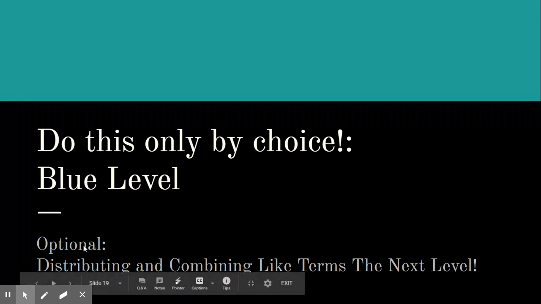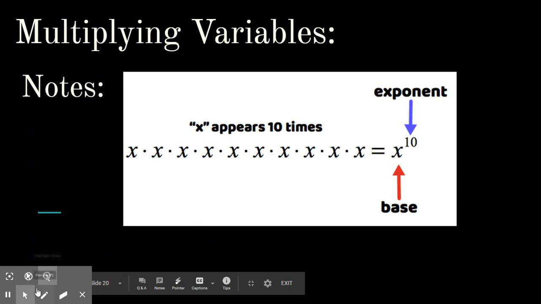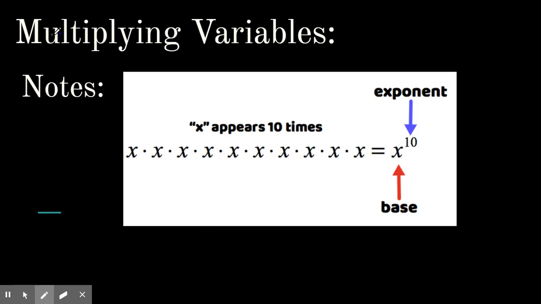Okay, let's get started. Our first blue level topic is going to be distributing and combining like terms, just like we did for the green level, the normal courses, but this is going to be the next level. We're going to see how far we can take this. We're going to do this by first focusing on how to multiply variables. We need to talk about first exponents and bases.